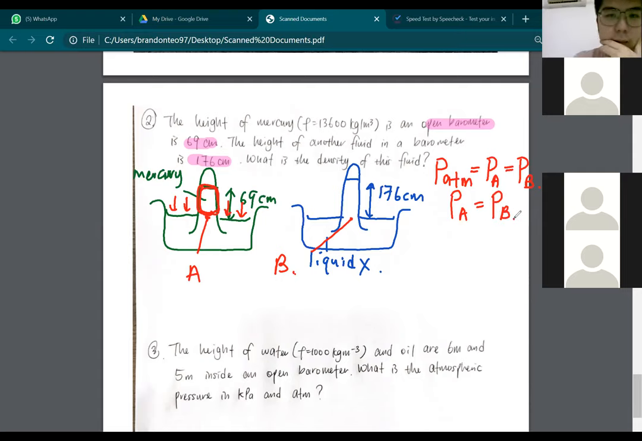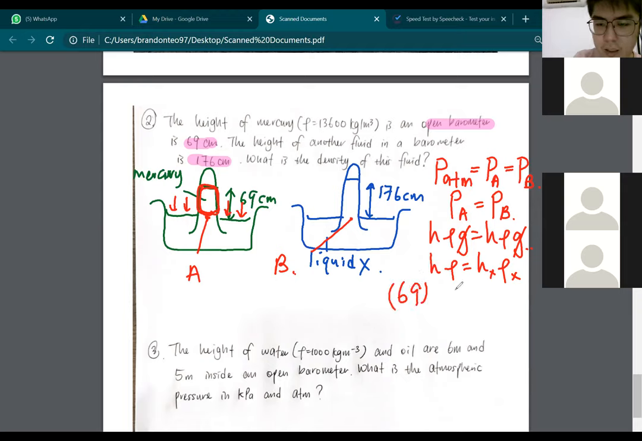Okay, so from here, I know the pressure of the Mercury acting at point A is the same as the pressure of the liquid X acting at point B. So I equate them. So that becomes H rho G equals to H rho G. Okay, so I cross out the g, and that becomes H rho equals to H_X rho_X. X simply means the liquid X. Okay. So the height of the Mercury is 69. I just put in 69 and I just use cm. I don't worry about changing the unit because the other end, it will cancel out each other.